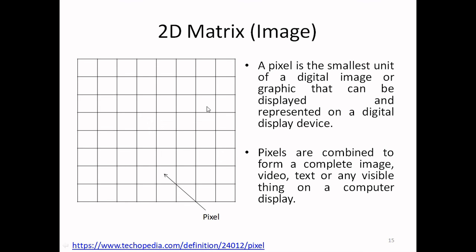So here I am talking about a 2D matrix, that an image is basically a 2D matrix. If you are talking about black and white pictures, it's just a 2D matrix. Basically, pixels are combined to form a complete image, video, text, or any visible thing on a computer display.